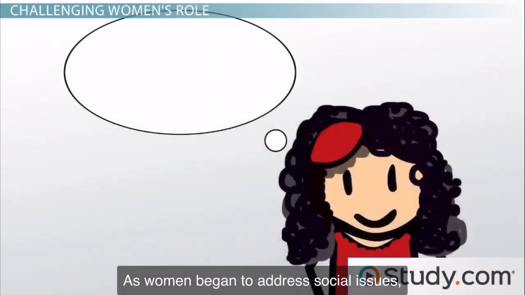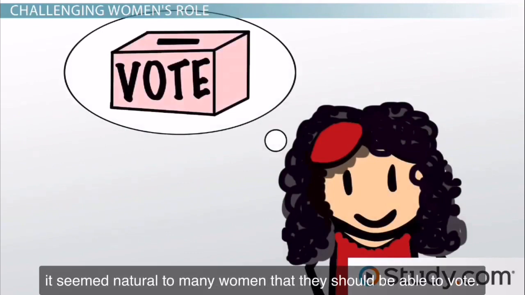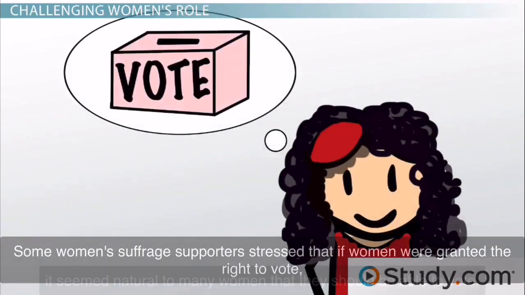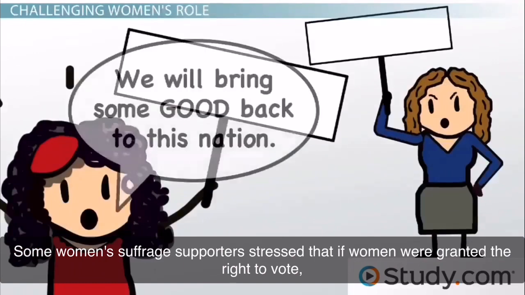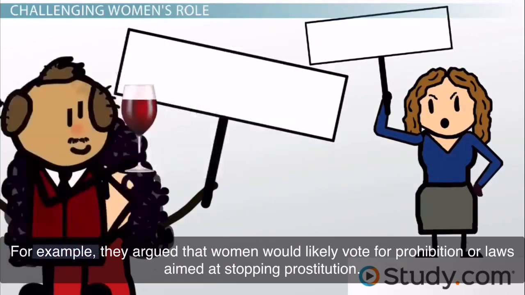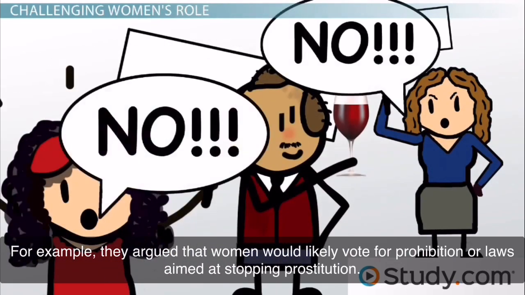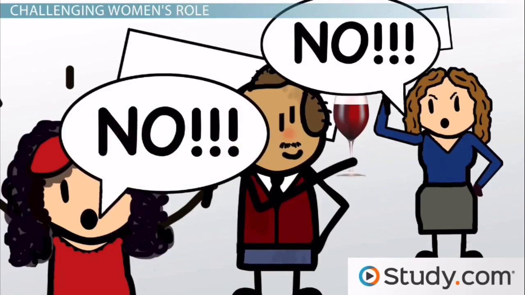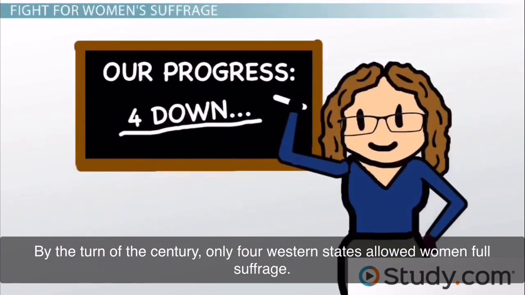As women began to address social issues, it seemed natural to many women that they should be able to vote. Some women's suffrage supporters stressed that if women were granted the right to vote, they would bring a sort of moral uplift to the country. For example, they argued that women would likely vote for prohibition or laws aimed at stopping prostitution. By the turn of the century, only 4 Western states allowed women full suffrage.